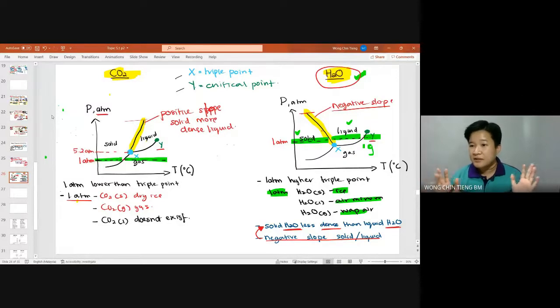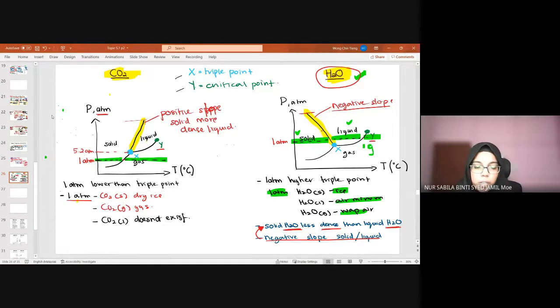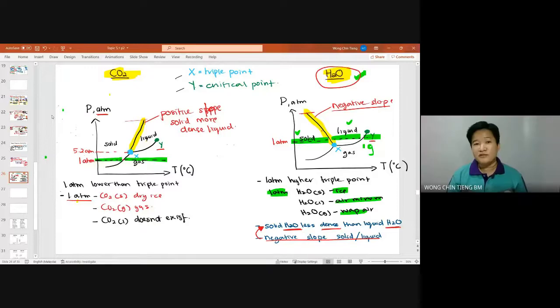Nothing? The two main difference. My question. Yes? Why when a substance is denser, the melting point is higher? Come again? When a substance is denser, the melting point is higher. Well, of course, the solid is more dense because you are more compact. When you are more compact, you need more energy to melt it.